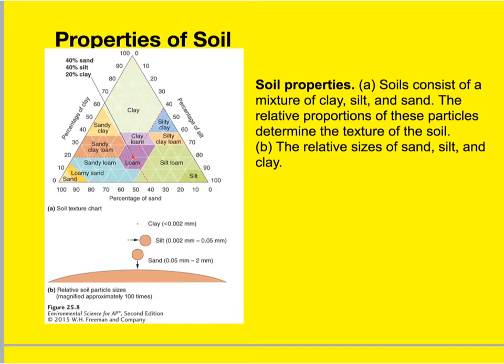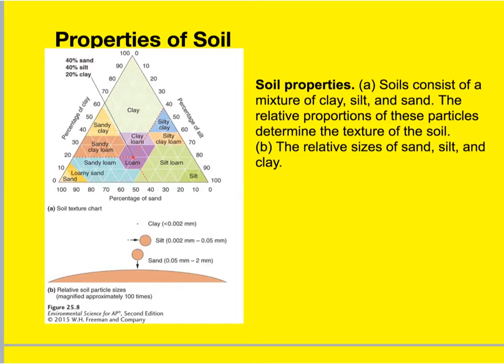Plots of these percentages on this triangle-shaped diagram allow us to identify and compare different soil types at different areas. And each location on the diagram has three determinants: the percentage of sand, of silt, and of clay. And so a point in the middle is what we call loam. That's a category. And loam is 40% sand, 40% silt, 20% clay.